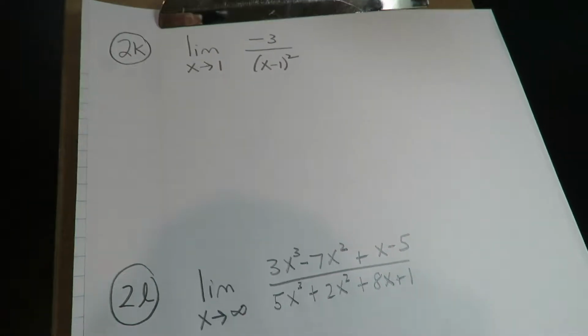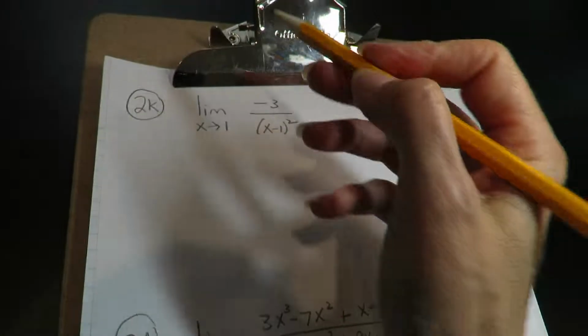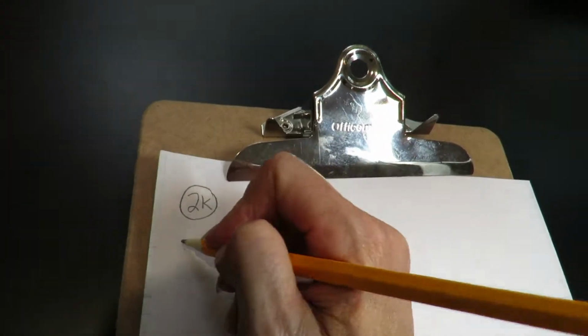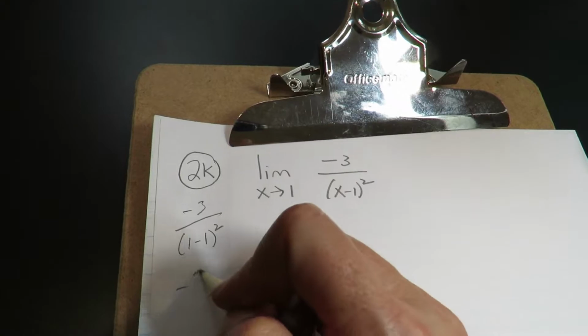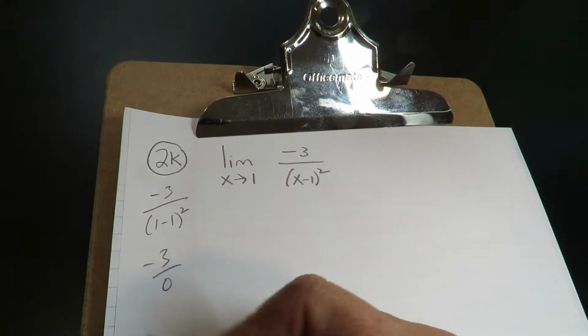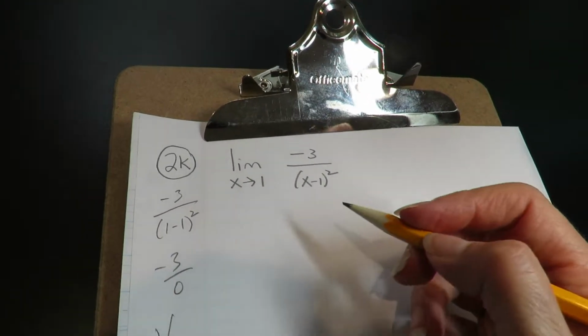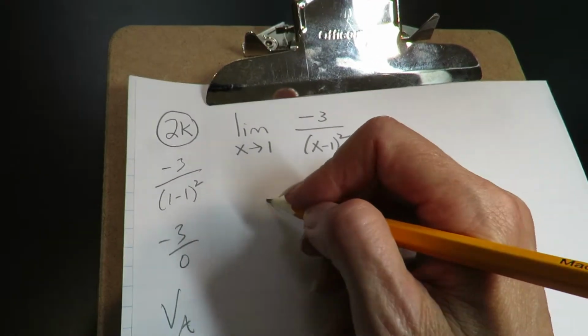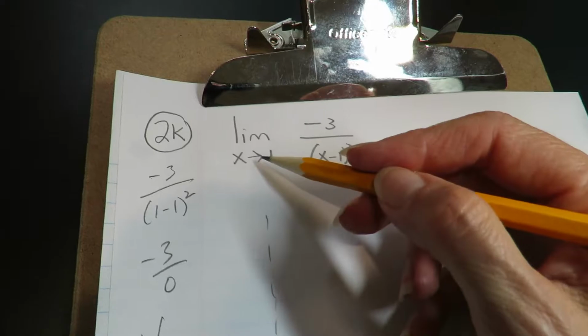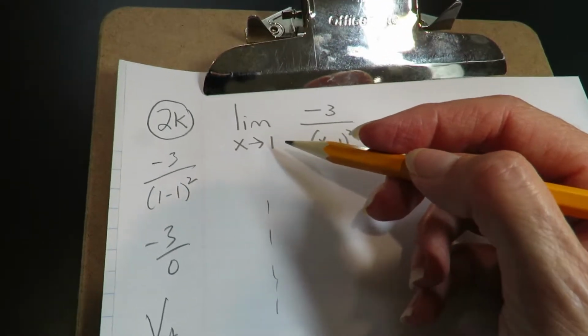Gang, let's take a look at 2K. So the first thing, if you do the golden rule and you plug in the 1, you get -3 over 1 minus 1 squared, or -3 over 0. So the first thing that should occur to you is that you're at a VA. Now, since you're at a VA and it's two-sided, there's 4 things that can happen.